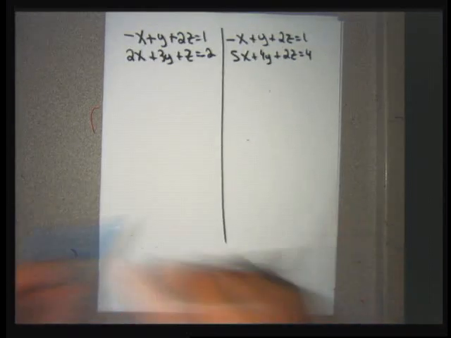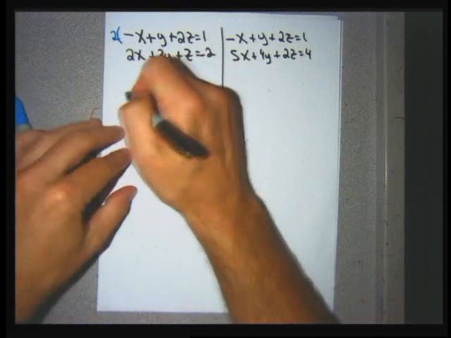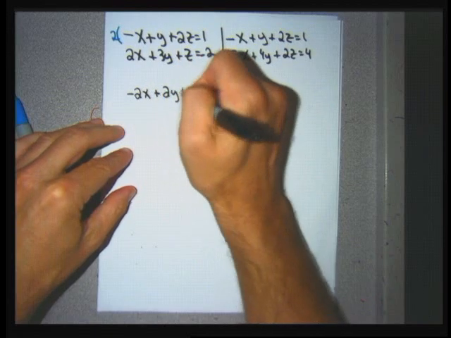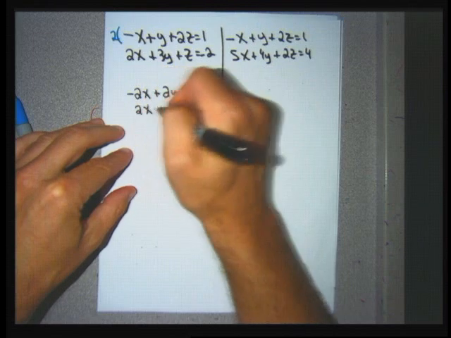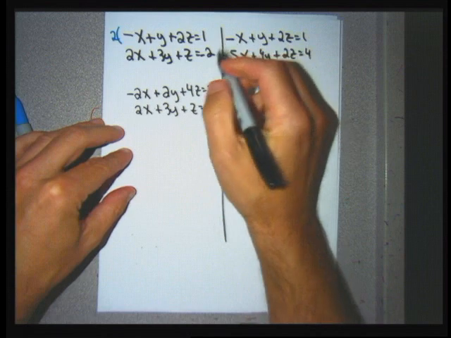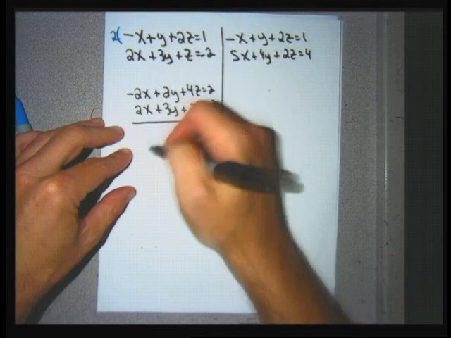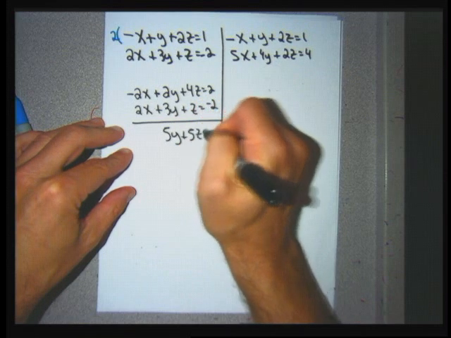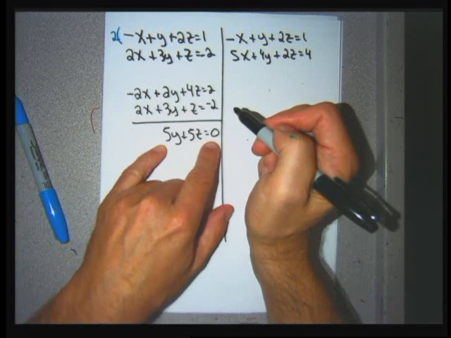So to drop the x's, I'm going to multiply this equation by 2. I'm going to get negative 2x plus 2y plus 4z equals 2 on top of 2x plus 3y plus z equals negative 2. When I add these together, x's cancel. I get 5y plus 5z equal to 0. That's not a no solution. My variables didn't drop out. 0 is just another number.